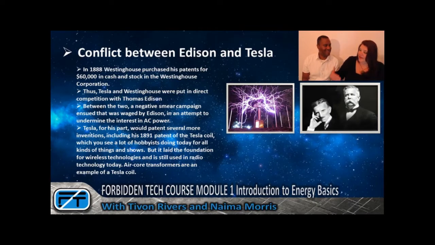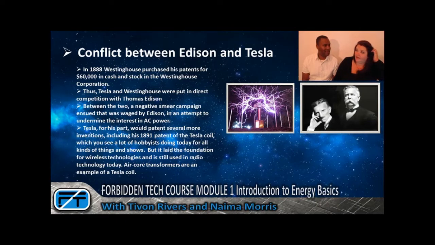Basically, Edison had the monopoly on the power structures. And it was all run by DC. It was run by DC from Edison. It was all run by DC power. And then Tesla came along with his AC current system, and that was a big threat to Edison. So because of that, Edison started doing smear campaigns just to discredit Tesla and his AC system as much as he possibly could, so he wouldn't lose money.